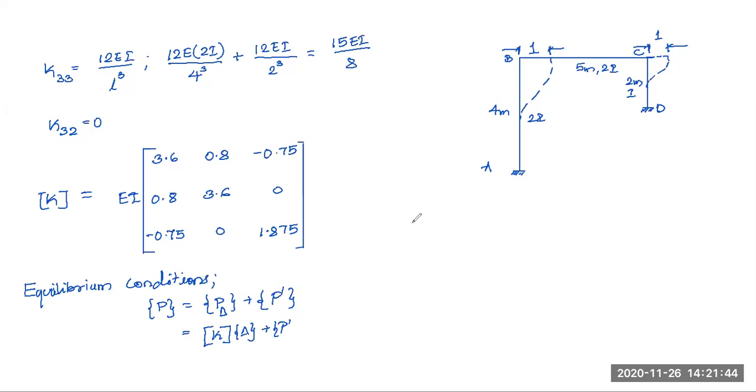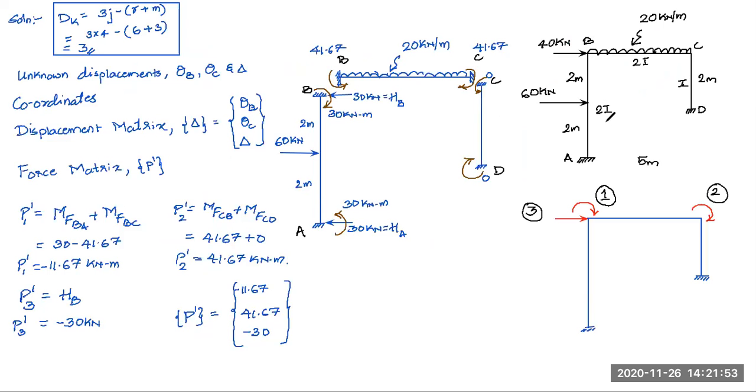Now what about the P matrix, the force matrix? So what we have is P1. If you look into the original frame, there is no force directly applied in the first coordinate. The first coordinate is at B, so there is no force and no moment at B in the first coordinate. So P1 is 0. Similarly, in the second coordinate, which is at joint C, there is no moment directly applied. So P2 is also 0.